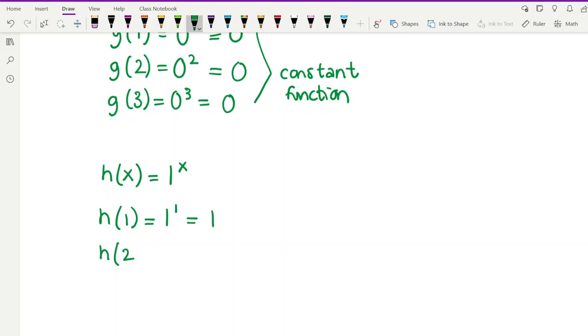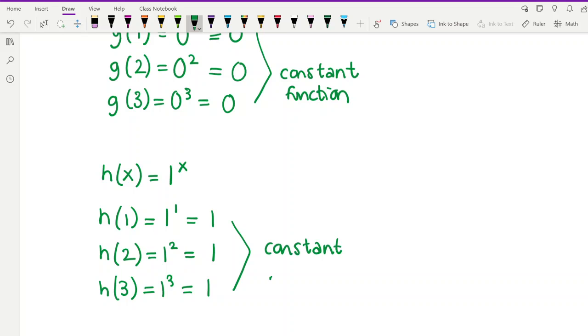What about h of 2? Well, that would be 1 squared. And what is 1 squared? 1 squared is also 1. What about 3? That's 1 cubed, 1 times 1 times 1, that's also 1. And so no matter what number you plug in, you're always going to get 1. So this is actually still a constant function.